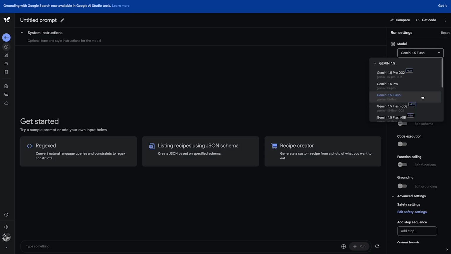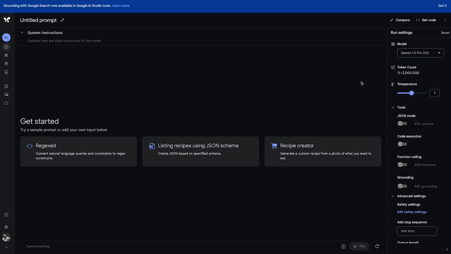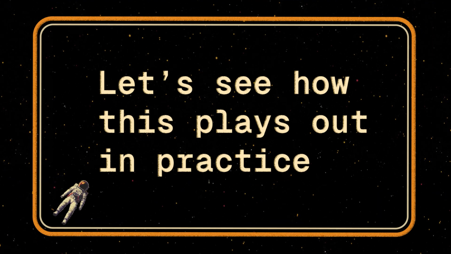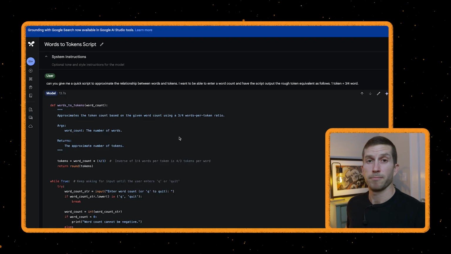Let's look at Gemini 1.5 Pro, and you'll see the token count here has gone up to 2 million tokens. So again, tokens. Humans don't think in tokens, right? We think in words. So kind of an arbitrary example, but let's see if Google Gemini can give me a quick token to word calculator. Okay, so here we go.